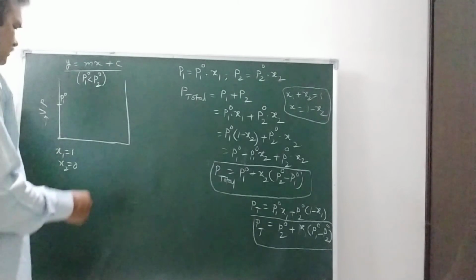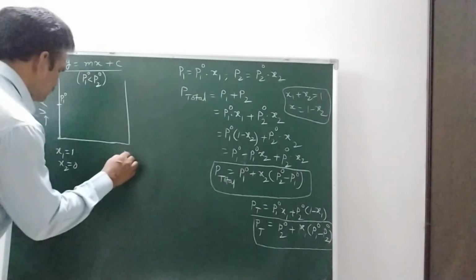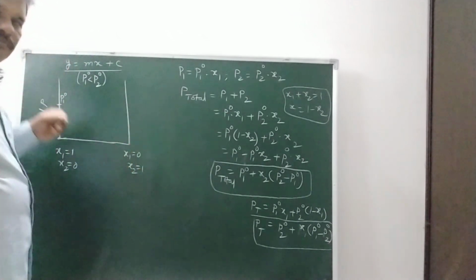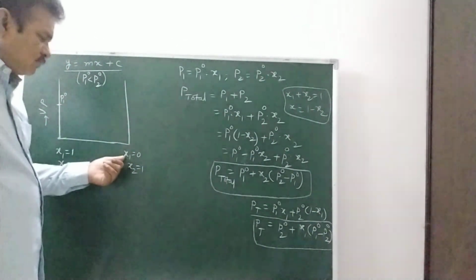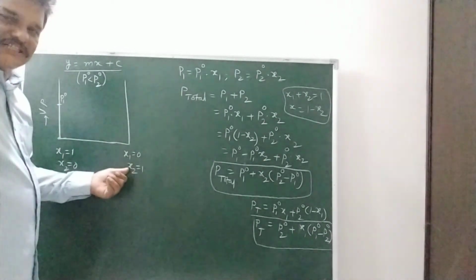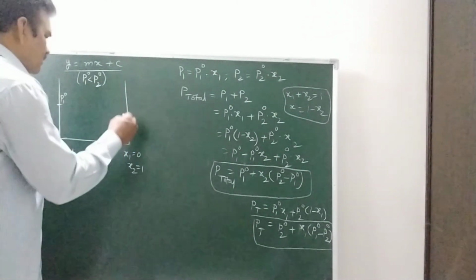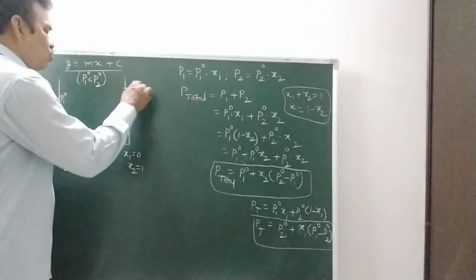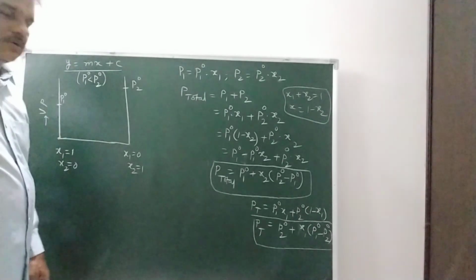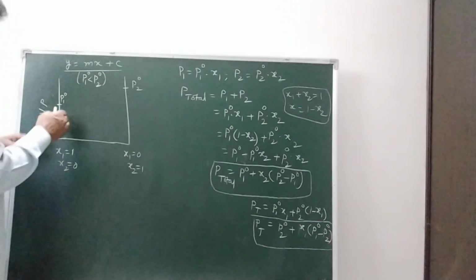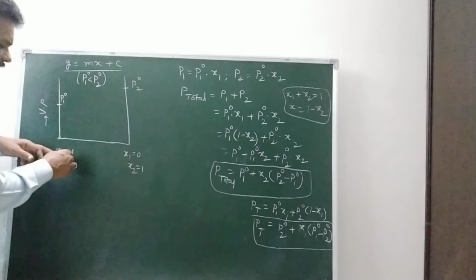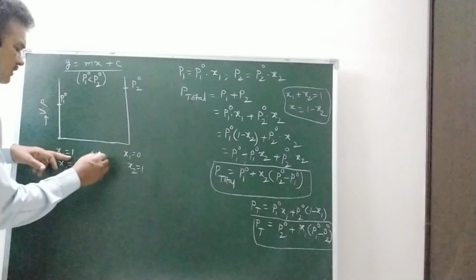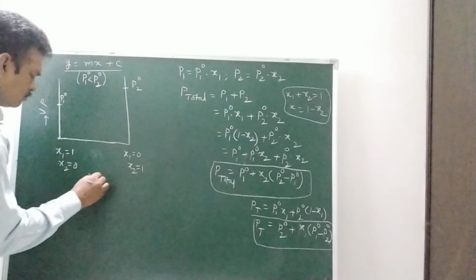Say here x1 is equal to 0, x2 is equal to 1. So here there is no first liquid, only the second liquid is present. So at this junction the vapor pressure becomes P2 naught. Here the number of moles of x1 decreases from the mole fraction of x1, or take it as a mole fraction.